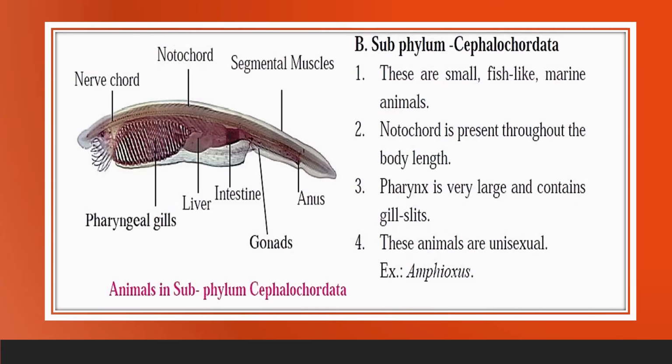Now the next subphylum is subphylum Cephalochordata. Now students, the animals in subphylum Cephalochordata are small, fish-like and marine animals. Notochord is present throughout the body length and pharynx is very large and contains gill slits. These animals are unisexual. For example, Amphioxus.